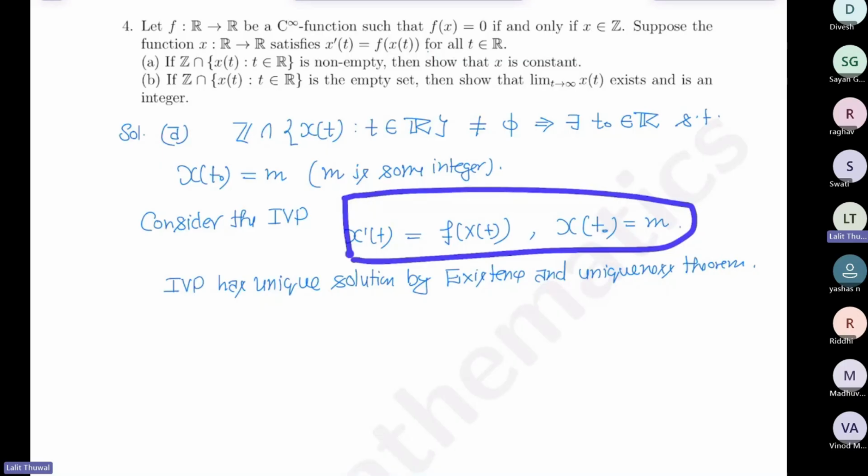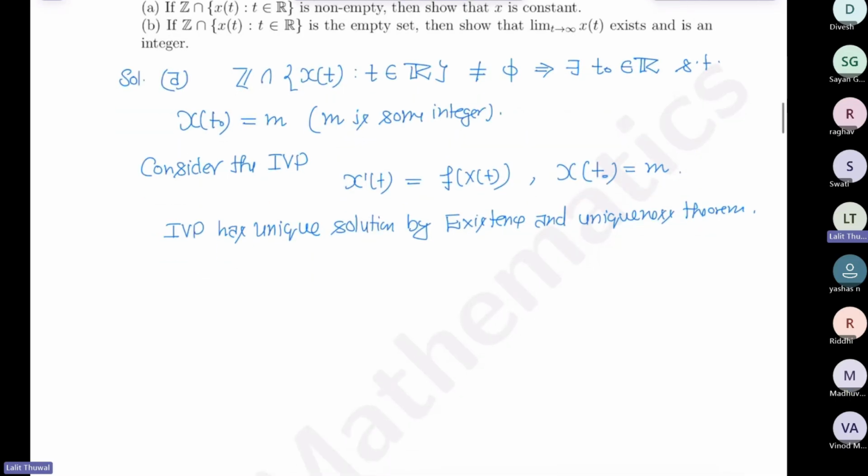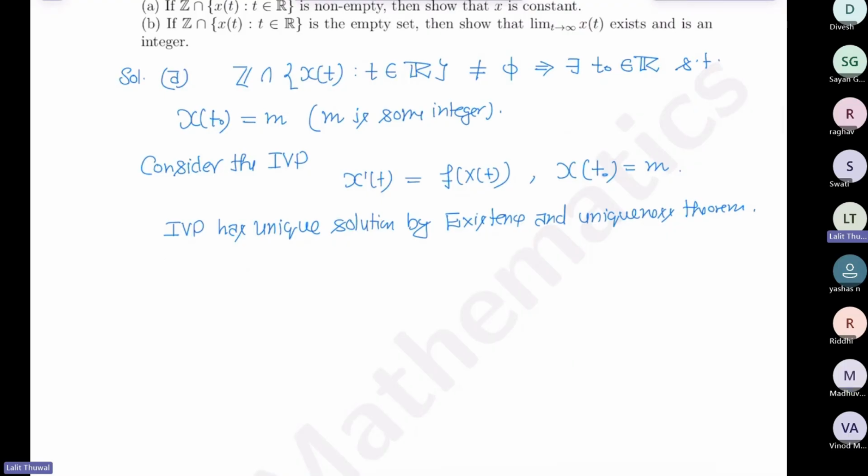Yeah, Madhuvanti, do you want to say something? Yes, sir. I'm saying the same thing. When x is an integer, f of x is 0. We are given x of t naught is m, an integer. So f of x of t naught is 0. m is the solution, right? The solution is x(t) equal to m for each t.